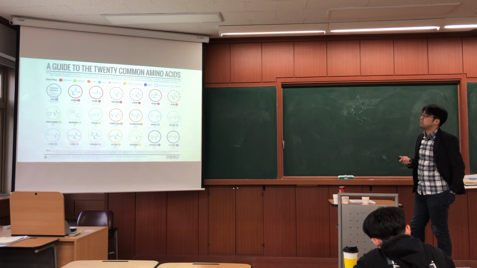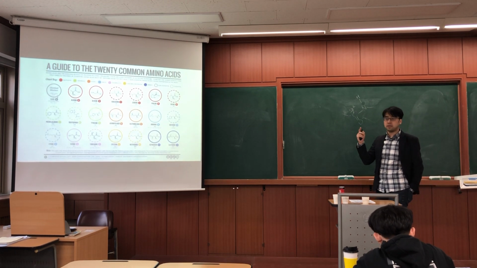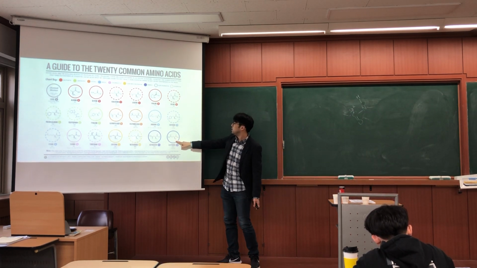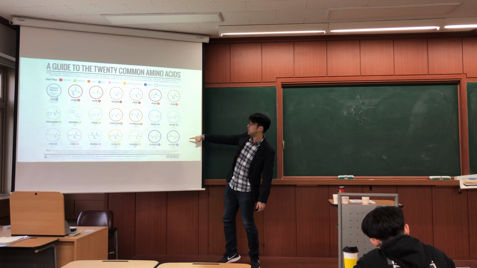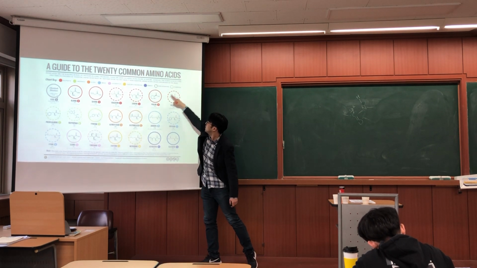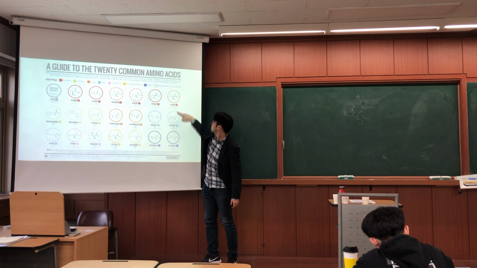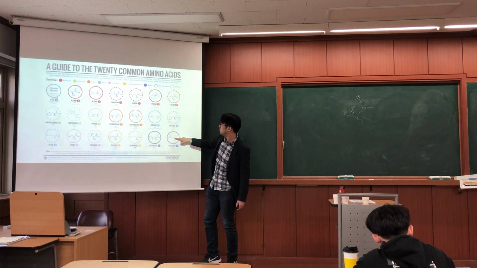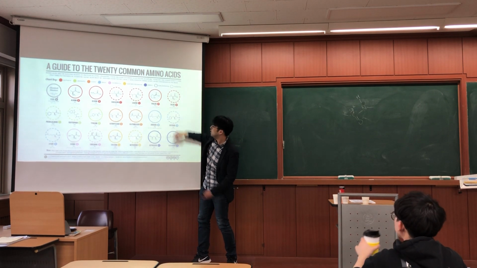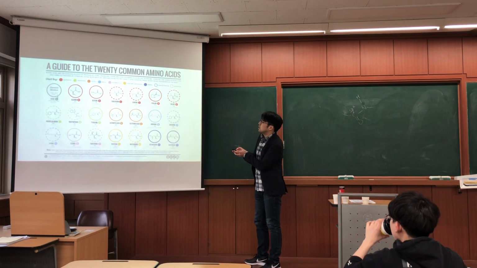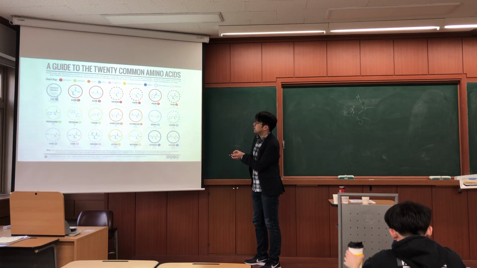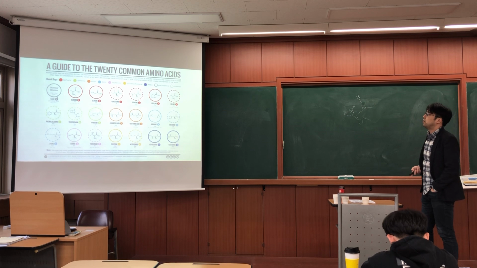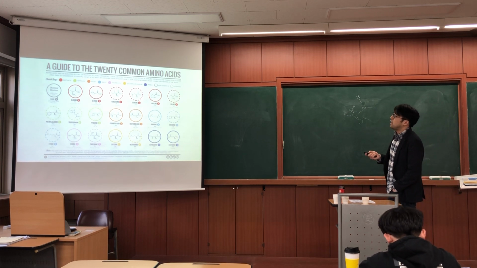So this is the table of 20 amino acids. As I told you, 20 amino acids are possible. If you look at this table closely, these are backbones, with the carboxyl group and NH2 group, and these are side chains, R groups, right? So there are 20 different R groups attached to amino acids.